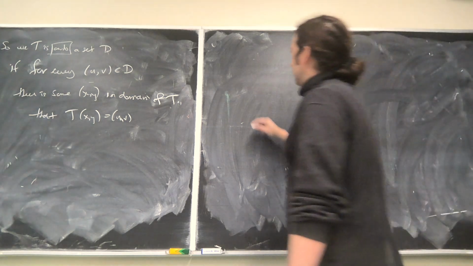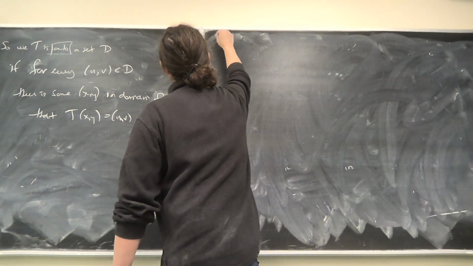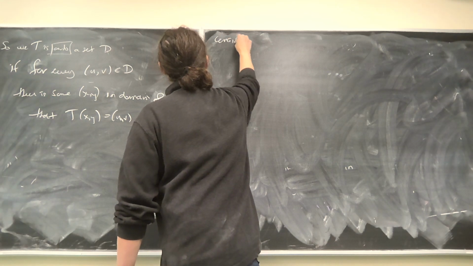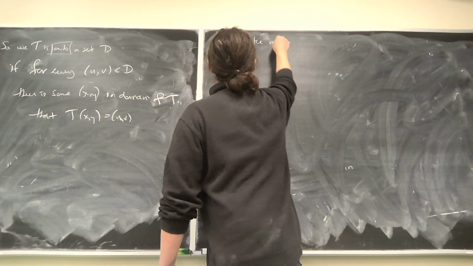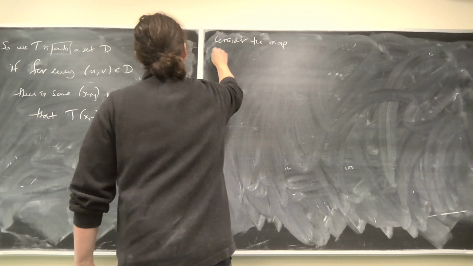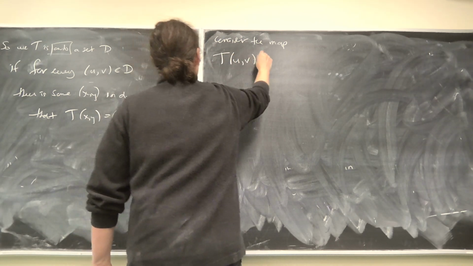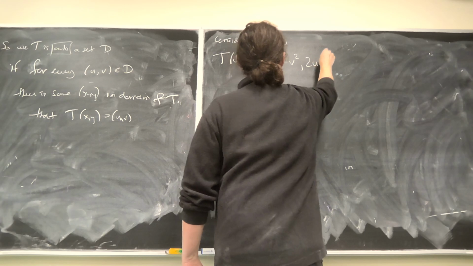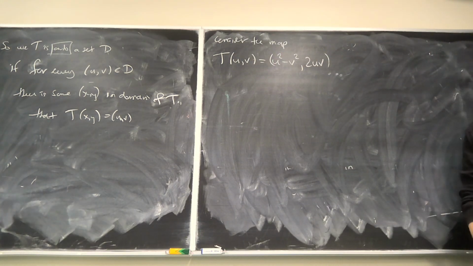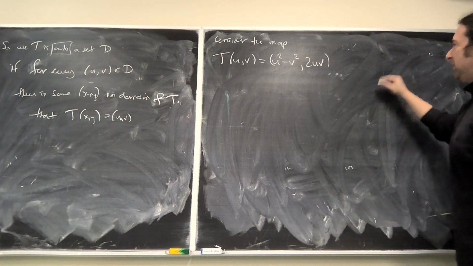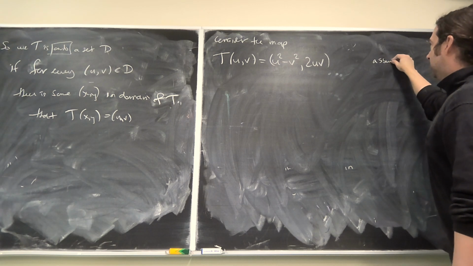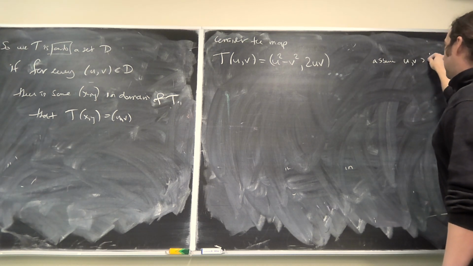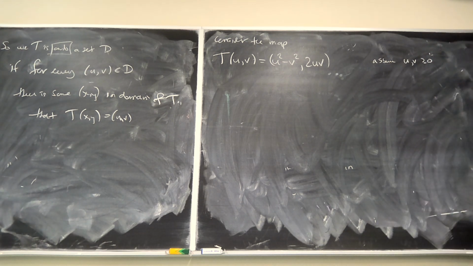So let me give you a slightly more interesting set of coordinates here. Consider the map T of U and V is equal to U squared minus V squared, 2UV. And let's, for the sake of argument, assume that U and V are both positive. I want to make sure that this is a one-to-one map.